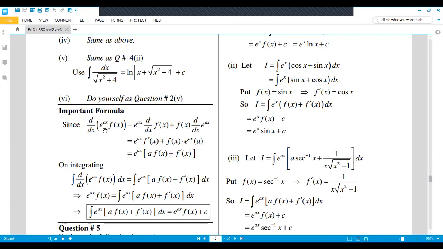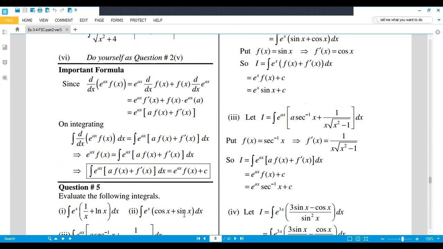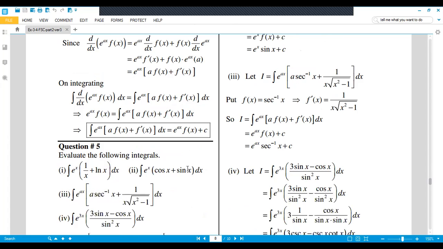If you have an exponential function and a function in the form of a product, and you take its integral, the power's derivative is a, and the function is multiplied by a plus its derivative, so the integral will be equal to e power ax f of x. This formula you should memorize; we use it in question number 5.